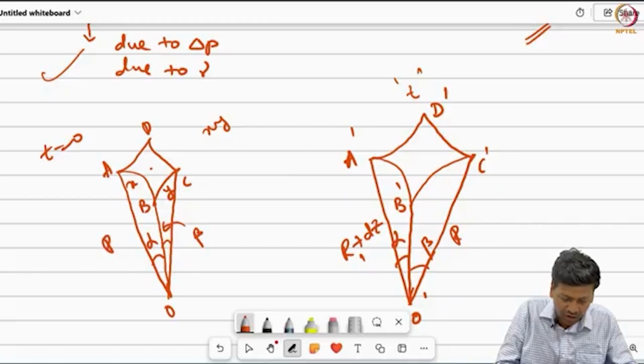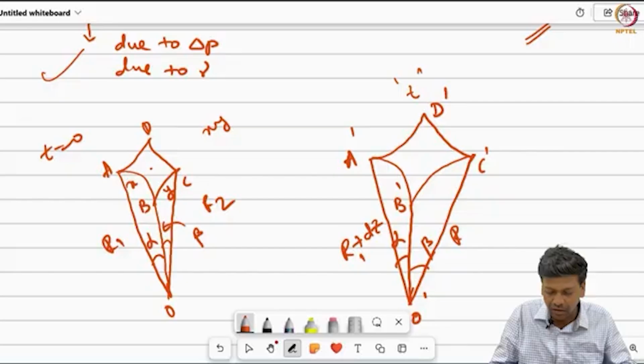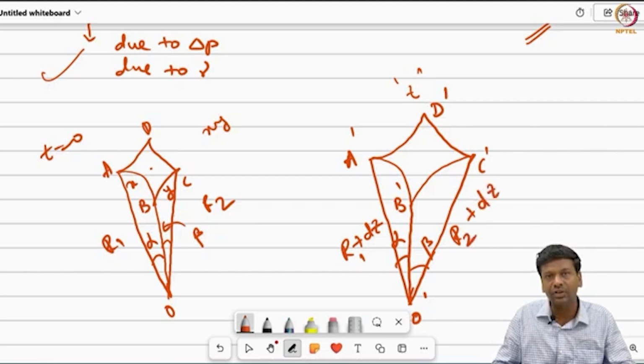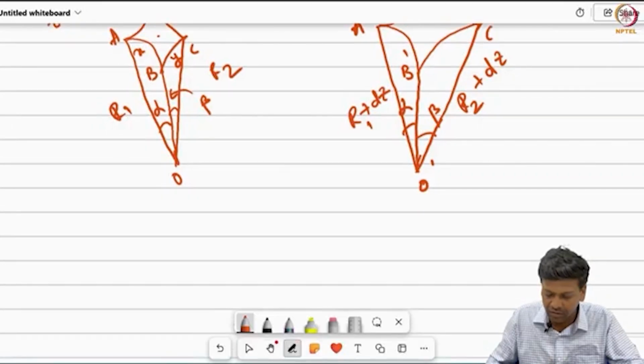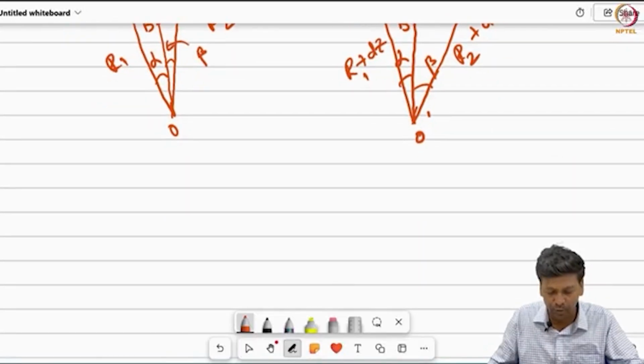Right. If I call this R1, the distance AO, and the distance between O and C as R2, then since it is proportionately increasing or decreasing, I would call the distance between A dash and O dash as R1 plus dz, whereas the distance between O dash and C dash will be R2 plus dz. Okay, so the assumption here is the angle doesn't change, but only they proportionately vary, right? So in this scenario, we can have the following propositions.